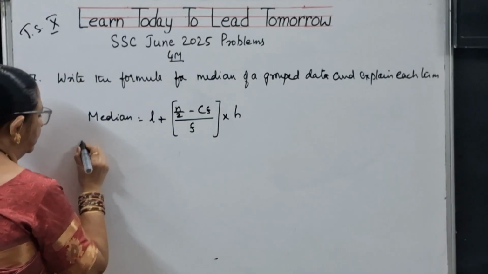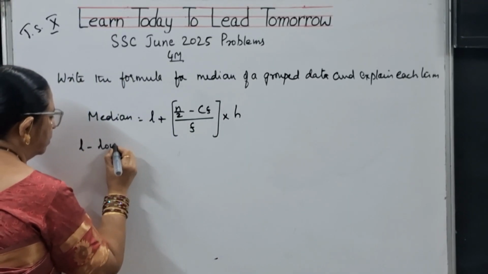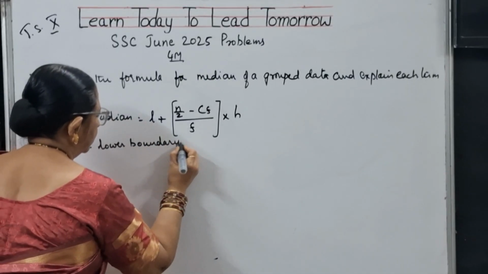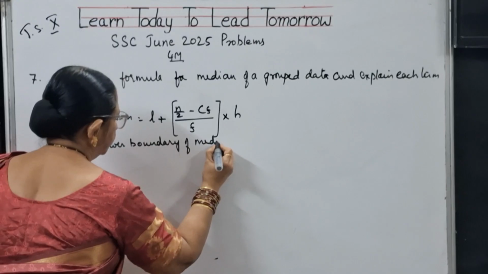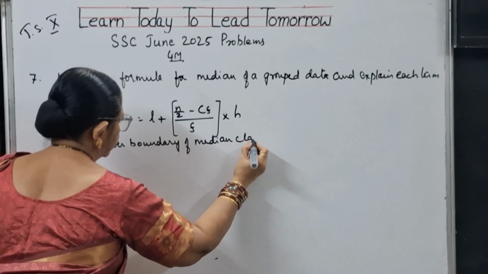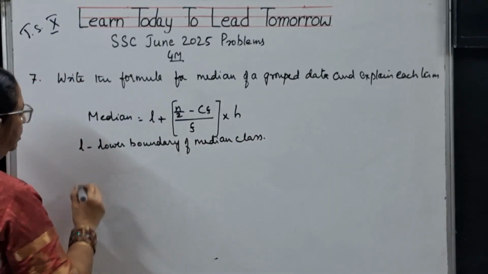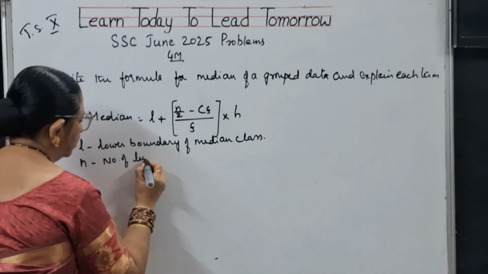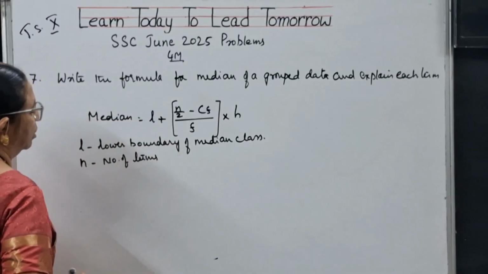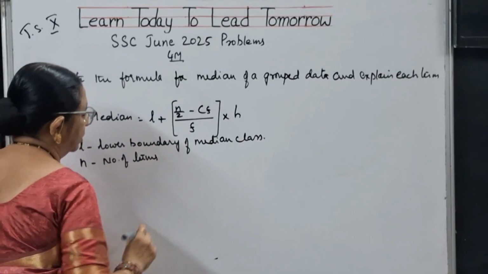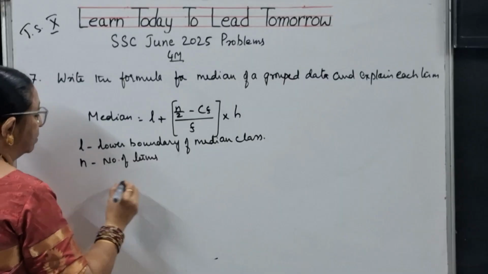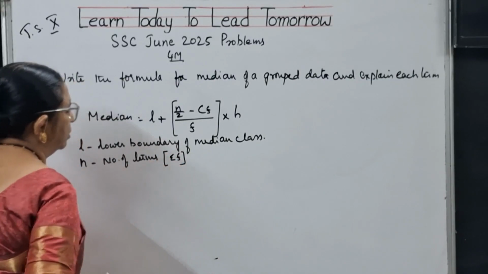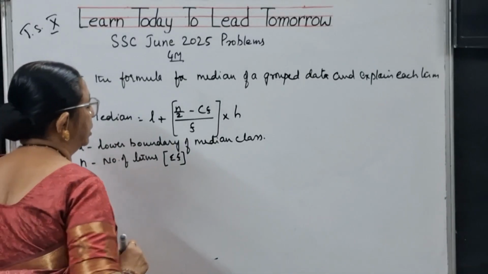So in this case, what is L? L is the lower boundary of the median class. N will give you the number of terms, the number of terms of the given group. Number of terms is n. This is nothing but the sum of frequencies. If you add all frequencies, you will be getting n.